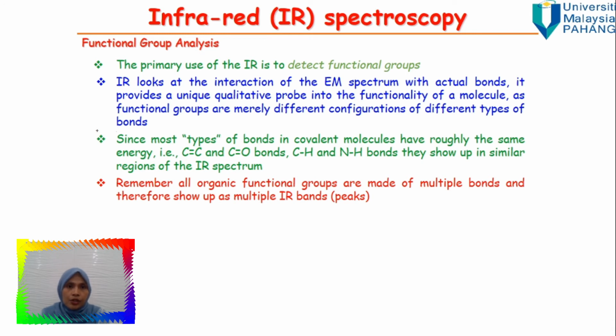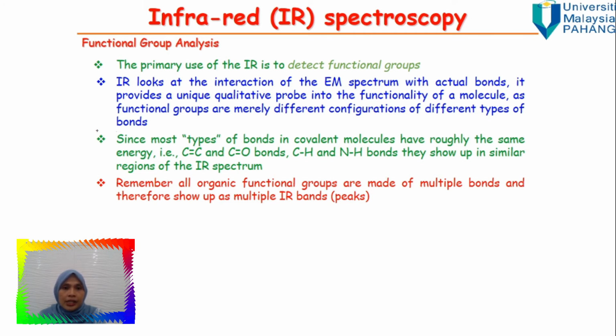And the functional group: the primary use of IR, as I mentioned before, is to detect the functional group. It looks at the interaction of the electromagnetic spectrum with the actual bonds. It provides unique qualitative proof of the functionality of a molecule. Different types of bonds in covalent molecules have roughly different energies.